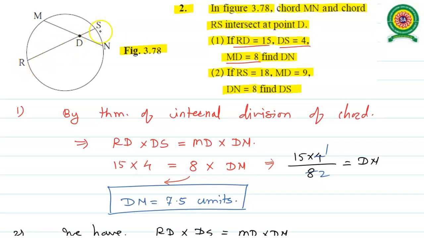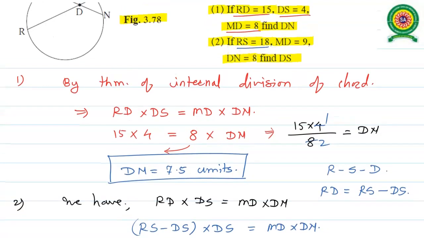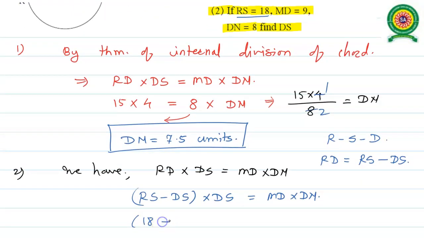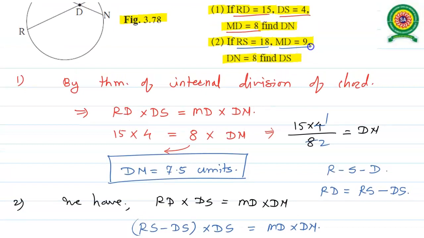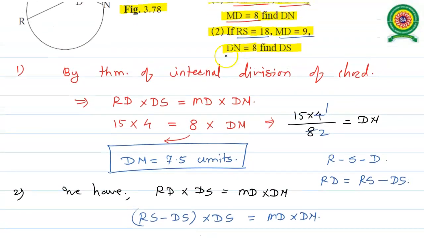We can write Rs once the points R, S and D are collinear, so that we can write Rd is equal to Rs minus Ds. Now I am replacing Rd by its value Rs minus Ds into Ds, that is equal to Md into Dn. Now we have Rs equals 18, so I am replacing Rs by 18. Next to it we have Md equals 9. Ds value is not given, so keep that Ds as it is. Md value is 9 into Dn value, we have 8.